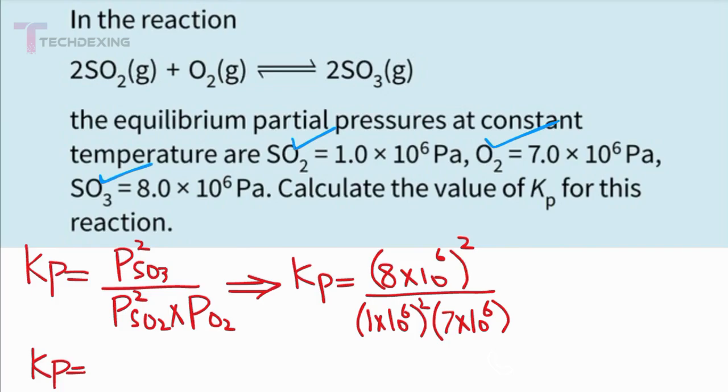You have to do this calculation separately. First take the 8 into 10 to the power 6 squared and note down the value, and then divide it. Then do 1 into 10 to the power 6 squared, multiply it with the 7 into 10 to the power 6, and then divide them together, right?